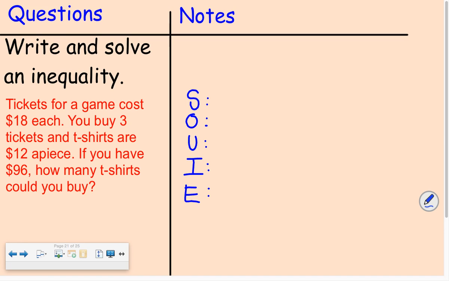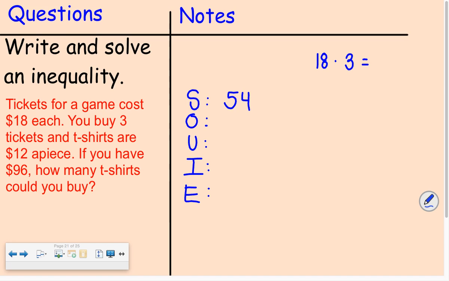Okay. So it says game tickets are $18 each and you buy 3 of them. So we already know, okay, so 1 ticket is 18. If I'm multiplying that by 3, because I'm buying 3 tickets, 18 times 3 gives me 54.